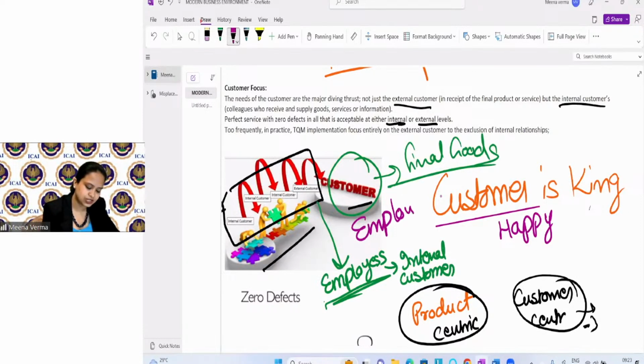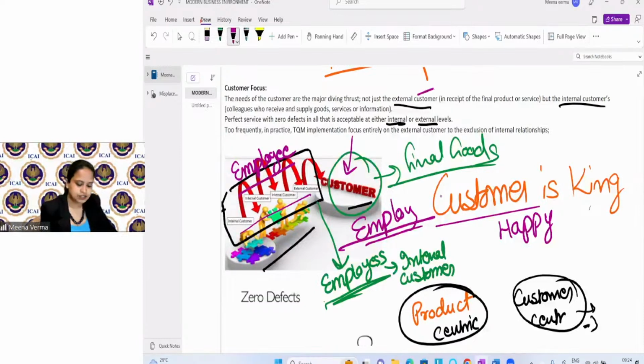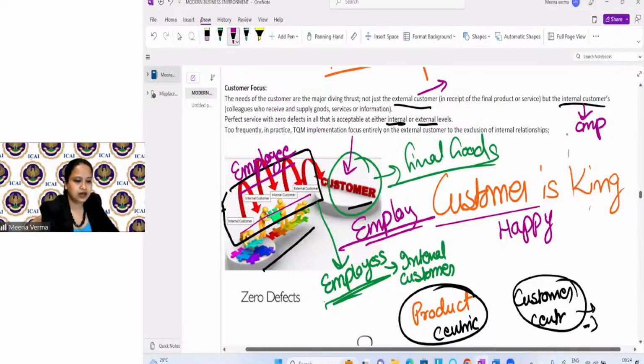I mean, the company should make the strategy in such a way that the employee is also happy with the organization. Because the employee is providing the services to the customer. So if the employee is happy, then only he will provide good services to the customer. So we need both customer as well as employee. We want to make both of them happy, right? So internal customer means employee of the organization, and external customer means the final customer. The company should focus on both employee as well as the final customer. I hope it is clear.